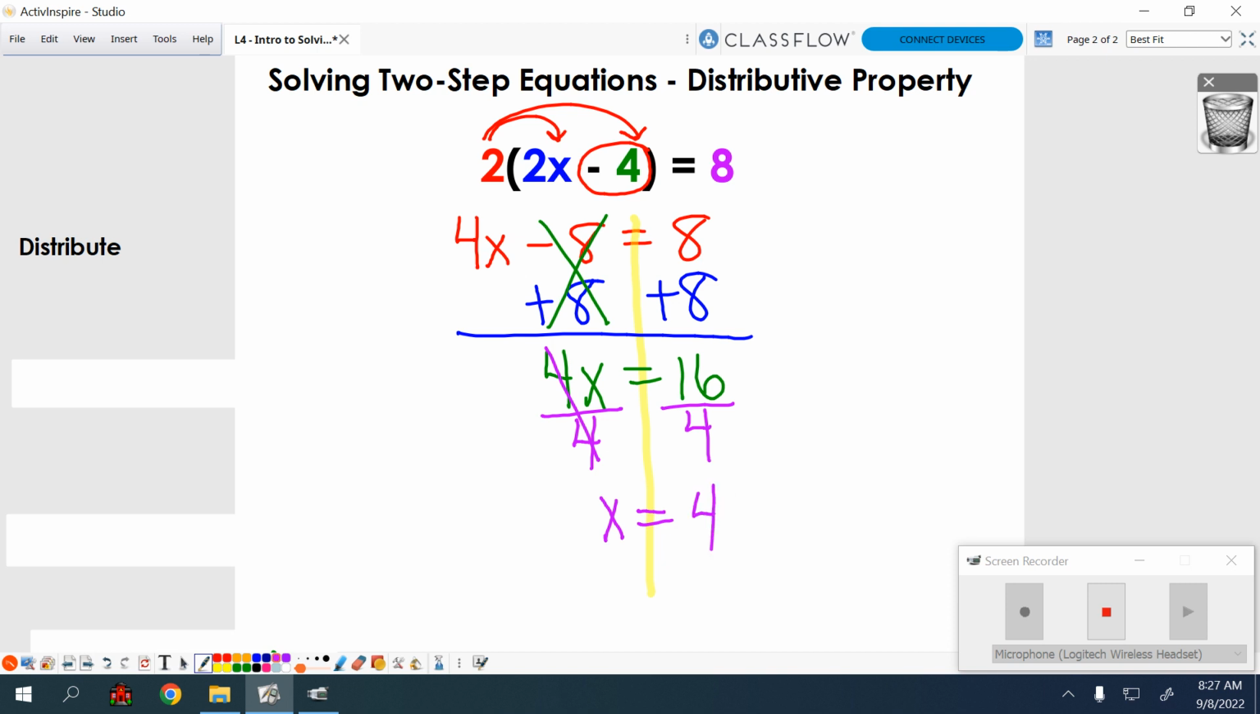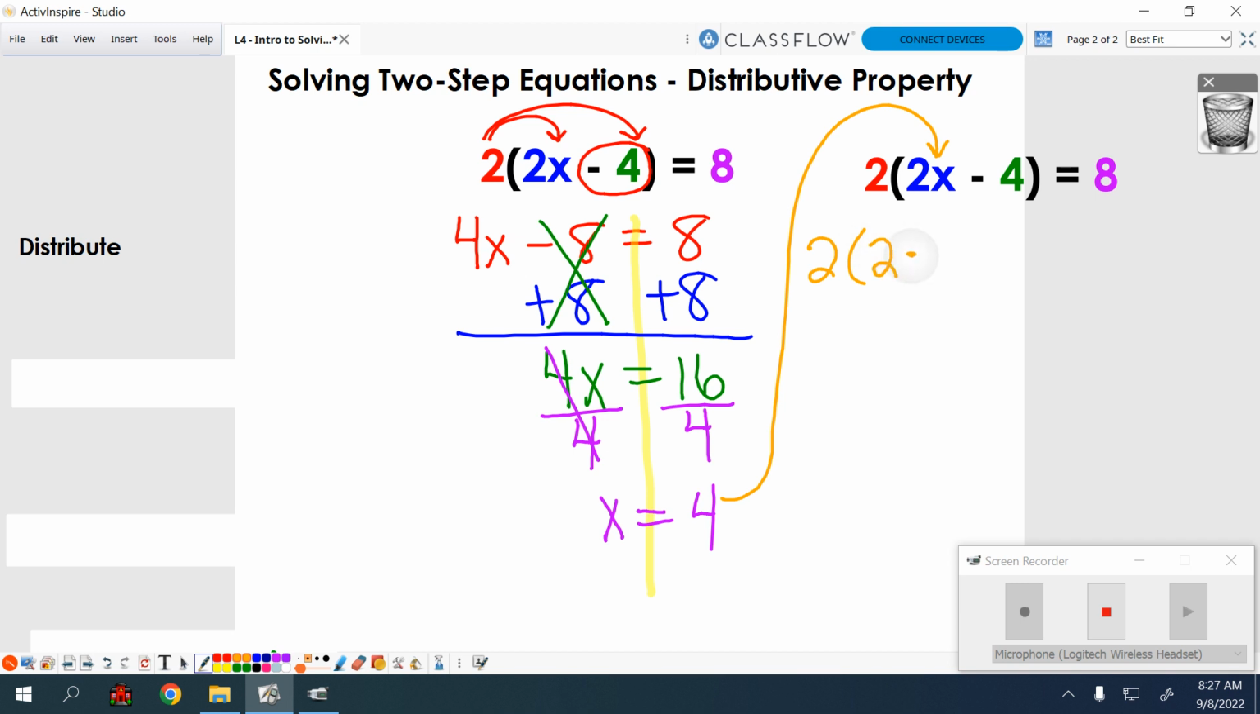Okay? And again, what does this mean? This means if I were to take this equation and substitute this value for x into this equation, it's going to equal 8. So instead of x, I'm going to put a 4 here. Okay, and then we're going to solve this using order of operations. Remember, parentheses comes first. So I have to do what's inside my parentheses, and there are actually 2 steps. So 2 times 4 is 8.